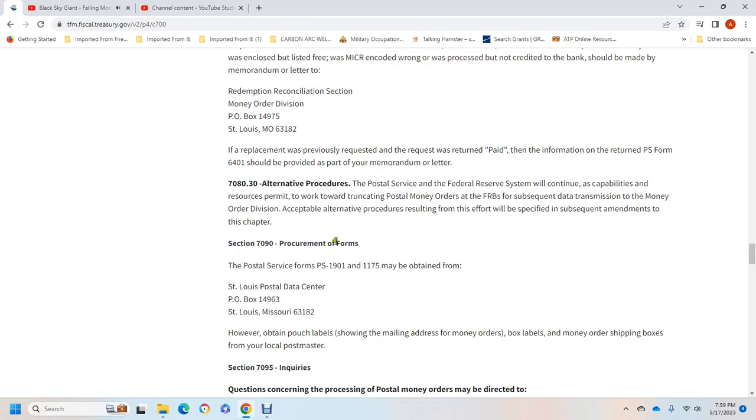Section 790, procurement of forms. Postal Service Forms 1901 and 111 may be obtained from the St. Louis Postal Data Center. However, they are obtained with the pouch label to show the mail address, with the money order shipping back with the box label.